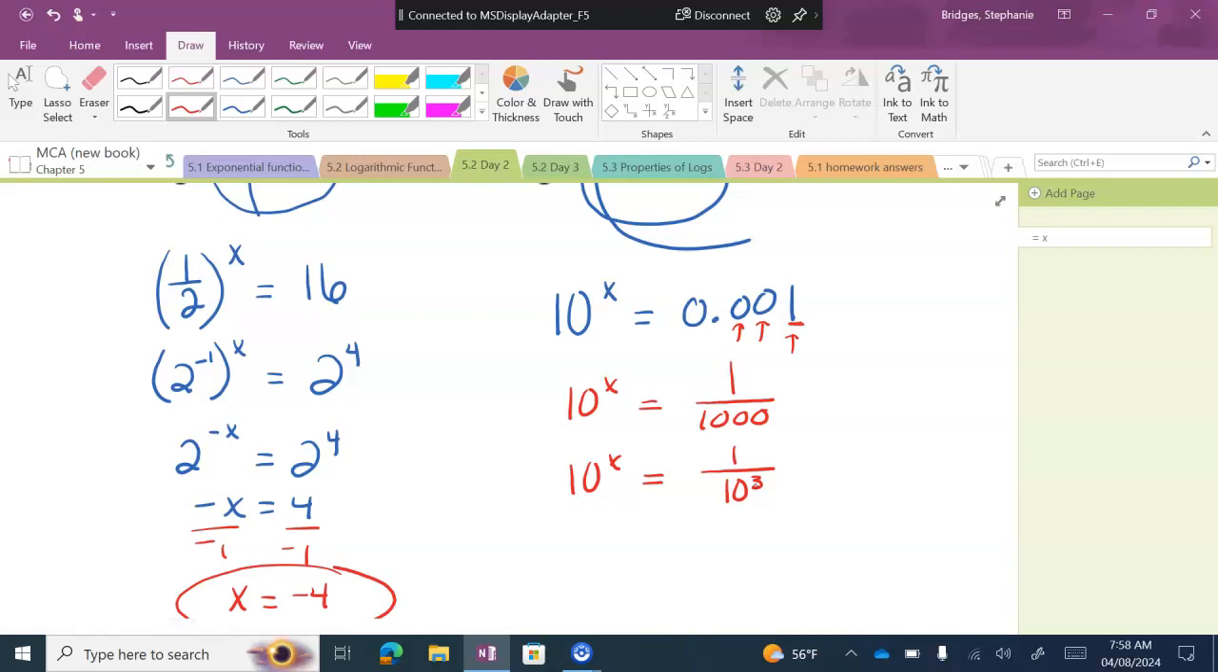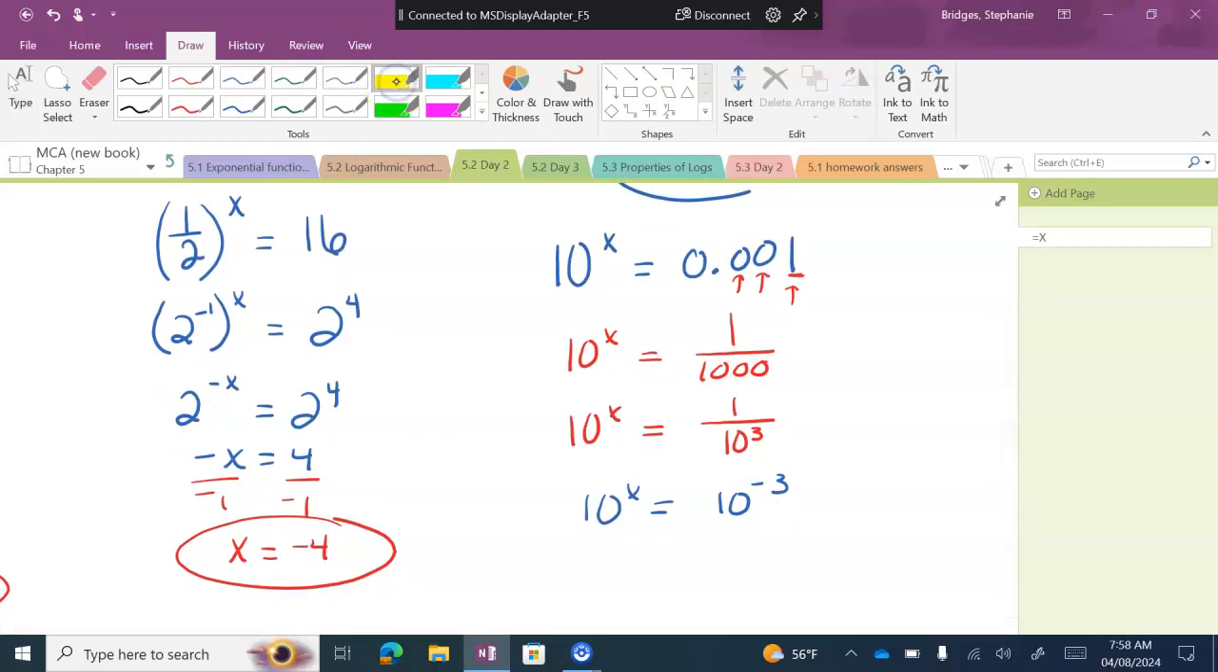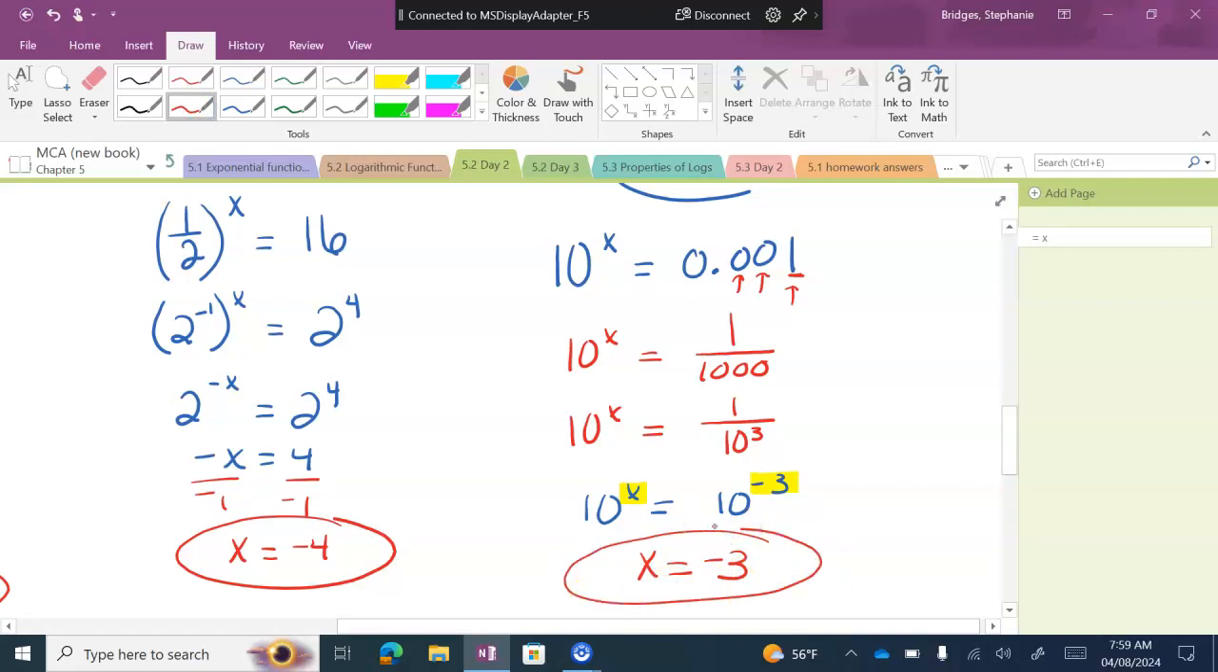I have to get rid of the fraction like we did on number 5. We turned 1/2 into 2 to the negative 1. So if I do 1 over 10 to the third, what could that turn into? 10 to the negative 3. Do I have the same bases now? Okay, so then I can just drop the base, set the exponents equal, and solve if necessary, but there's nothing else to do, so x is going to be negative 3.